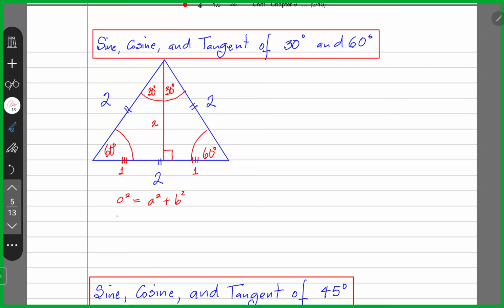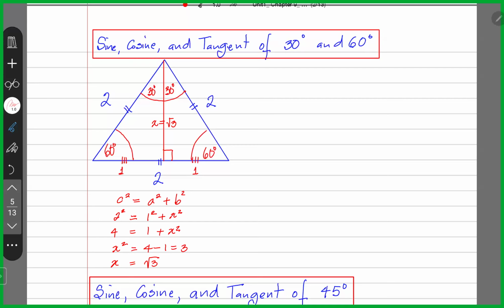The hypotenuse is 2, so it's 2 squared is equal to 1 squared plus x squared. This is 4 is equal to 1 plus x squared. So x squared is equal to 4 minus 1, which is 3. The opposite of square is square root. So x, the height of the triangle, would be the square root of 3. So this length here is the square root of 3.